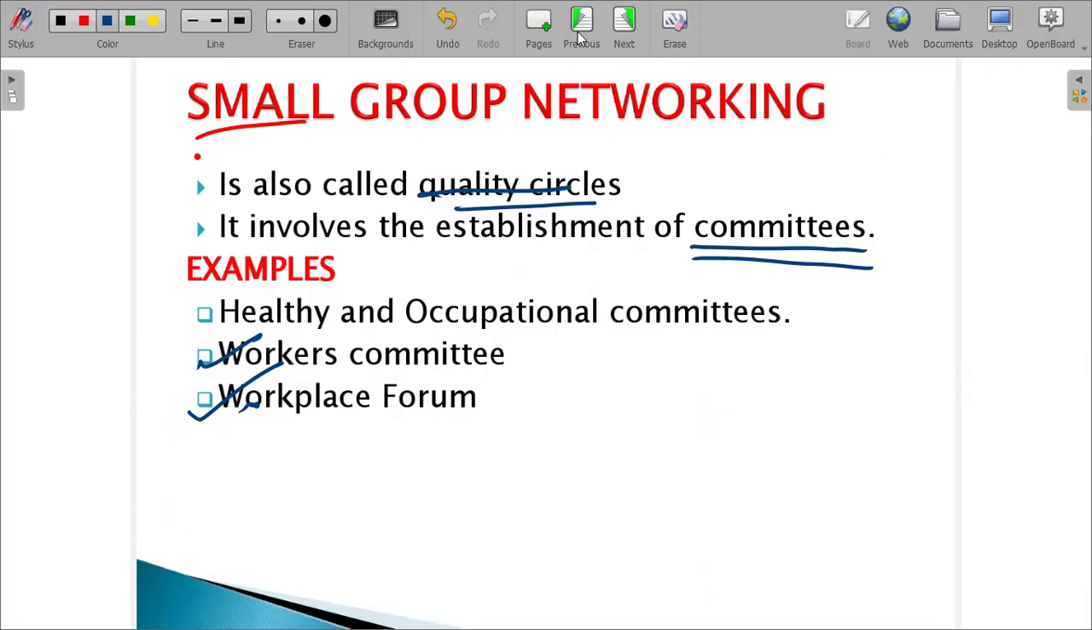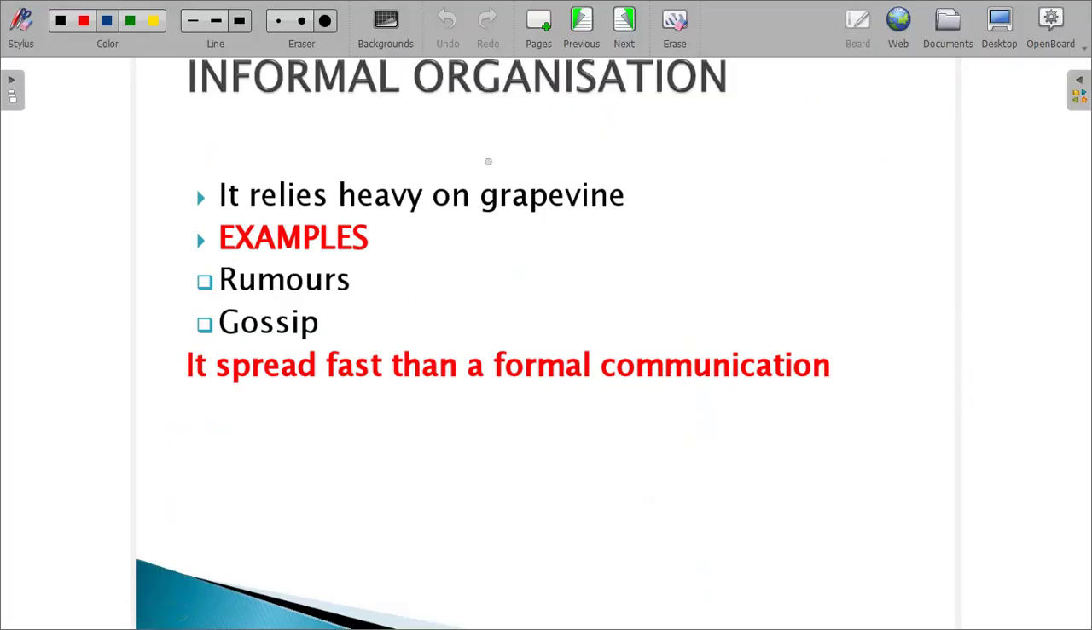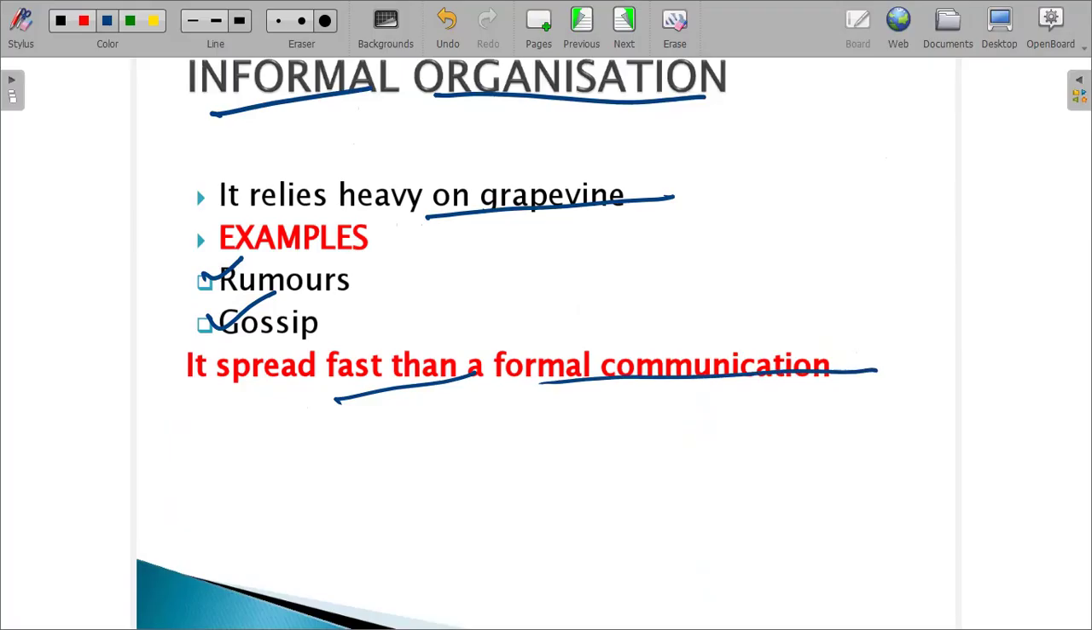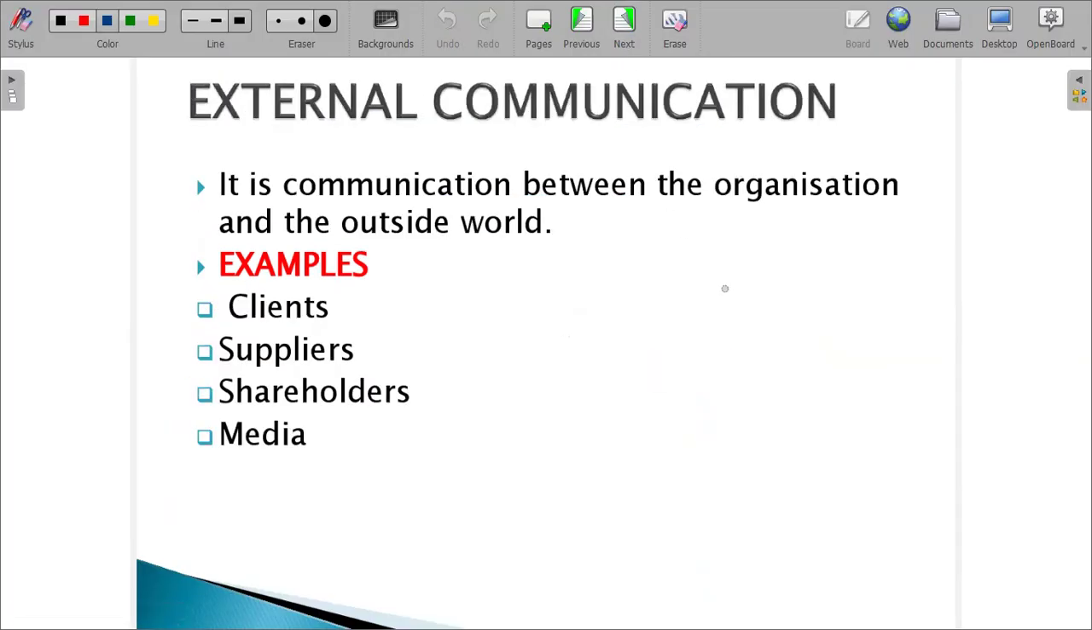I'm going to move on to another channel of communication, which is what you call informal organization. This one relies heavily on the grapevine. Examples include rumors and gossip. This type of communication can spread much faster than formal channels of communication.